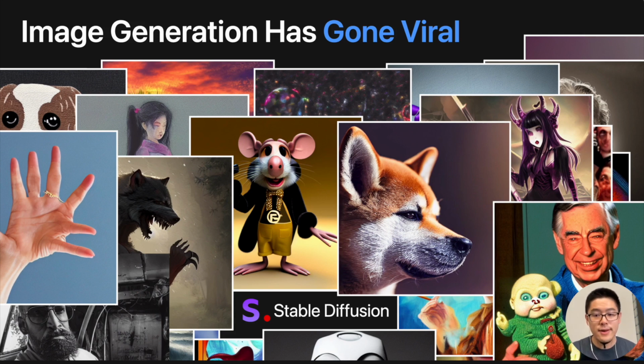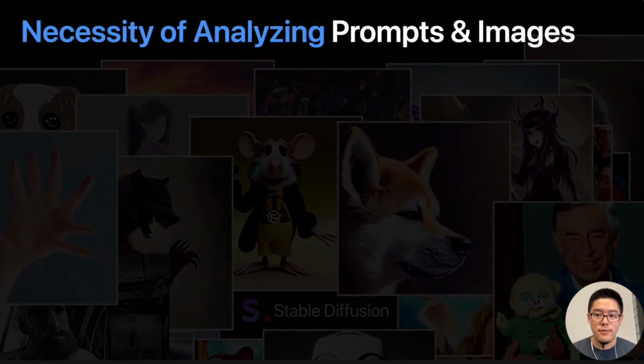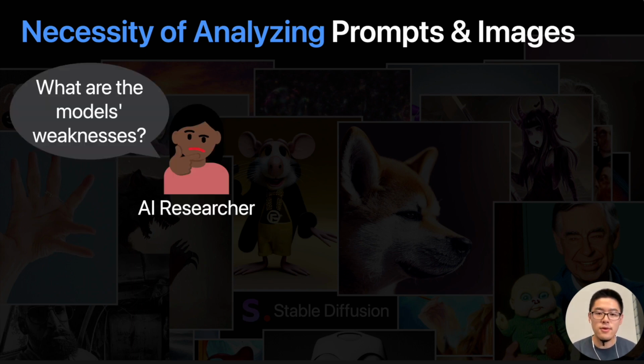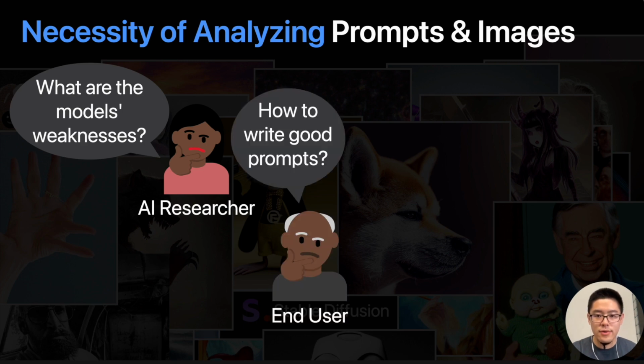Because those models are very nascent, many people need to analyze or study the existing prompts and images to see how people use them in real life. For example, AI researchers can use them to study how people use those models and see the model's weaknesses, so they can try to improve the model by collecting more training data. End users can also look at how other people write their prompts to learn how to write a good prompt so they can generate the images they want.